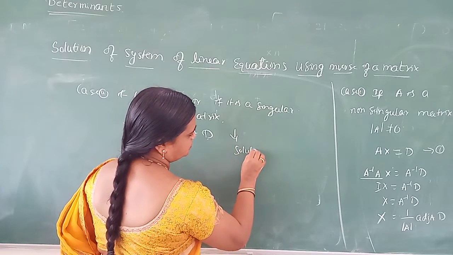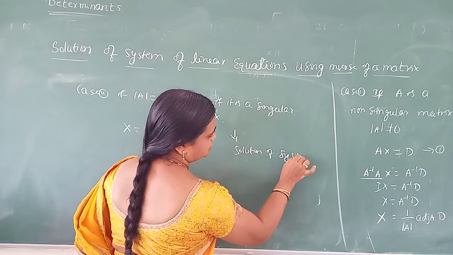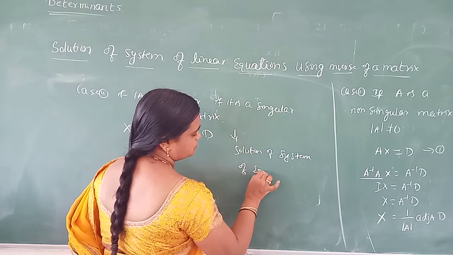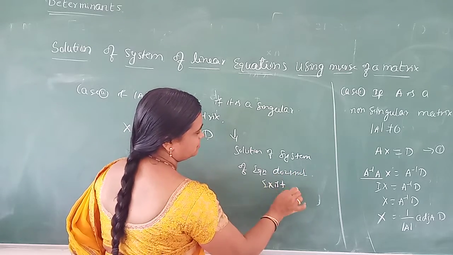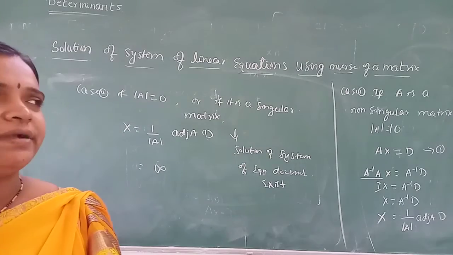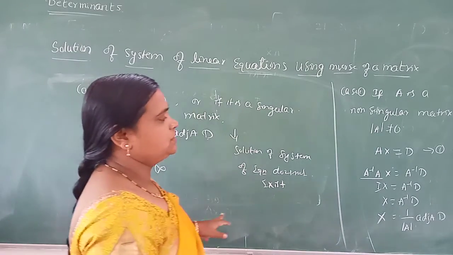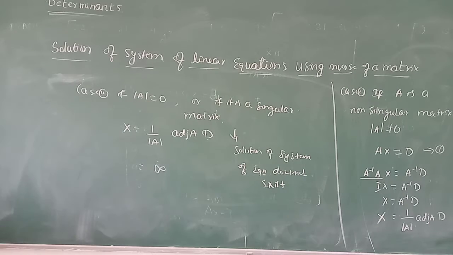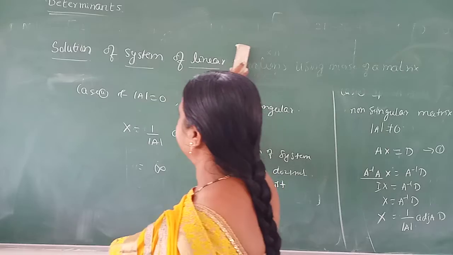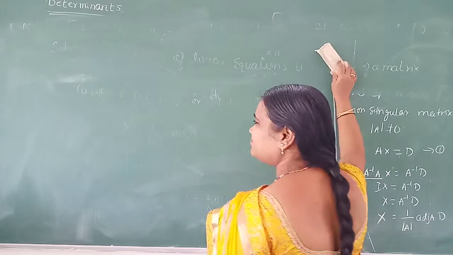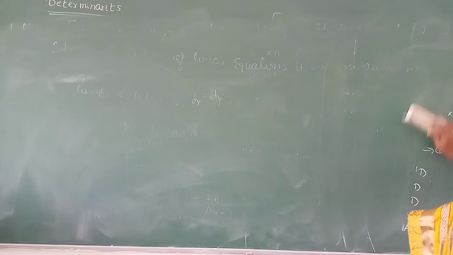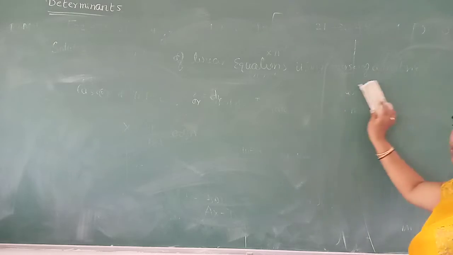Solution of system of equations does not exist. Remember that: if it is a singular matrix, it does not exist. If it is a non-singular matrix, then only we can easily calculate. Now, by knowing this, we will take an example, and examples are very, very important. Compulsory, they come in the exam for a 5 marks question. It is a fixed question. Remember that.